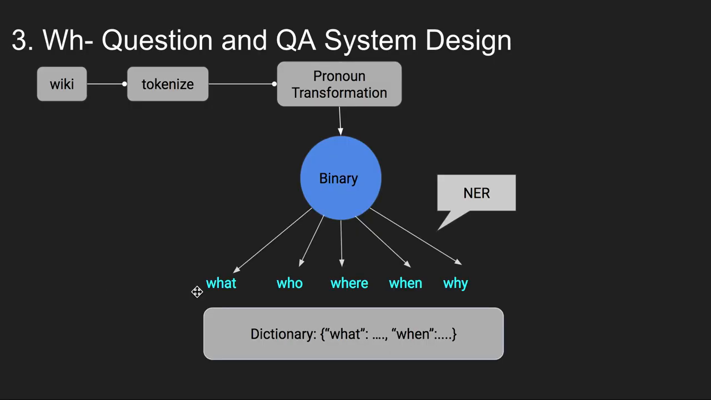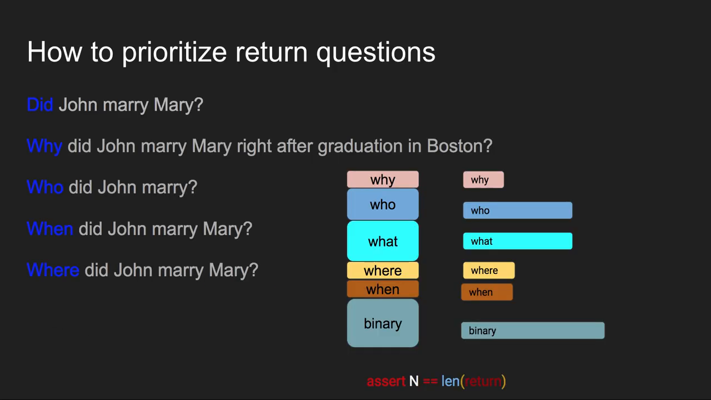WH questions. We take a Wikipedia article, tokenize it into sentences, pass it into pronoun transformation, and generate binary questions. From the binary questions, we use named entity recognition and parse trees to try out different WH question generations. In the end, we build a dictionary with the label being the WH label and the value being a list of questions corresponding to that WH type.